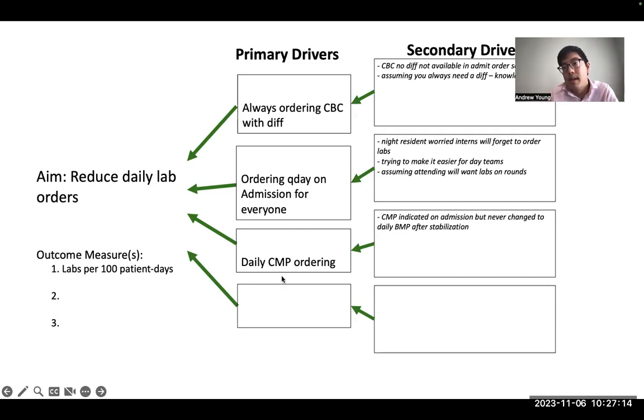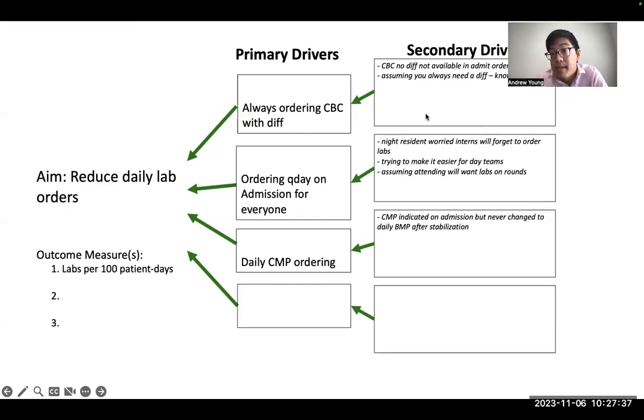And so, what are the primary drivers? So maybe one of the primary drivers is that residents are always ordering CBC with diff instead of CBC no diff, right? And that might be because, in terms of secondary drivers, because the CBC no diff is not available as an option in the admit order set. Maybe people assume that you always need a diff on your CBC, or residents or attendings aren't even sure when you need a diff or don't need a diff. Maybe there's an assumption that the attendings always want the diff. And so the residents and the medical students really want to make sure there's a diff on every CBC so that they can report it on rounds, right?